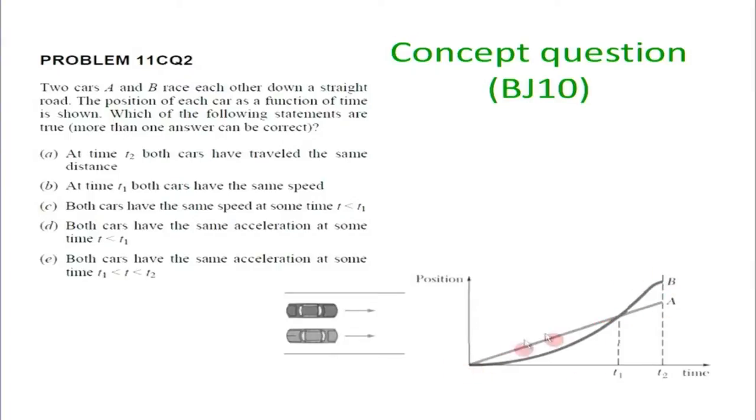Take this line, keep sliding it parallel to itself till it is tangential to the curve. You will see that at this point, the line we are sliding becomes tangential to this, which means that the slope of the top line and the slope at this point here will be the same, and so they have the same speed. Next, both cars have the same acceleration at some time T less than T1.